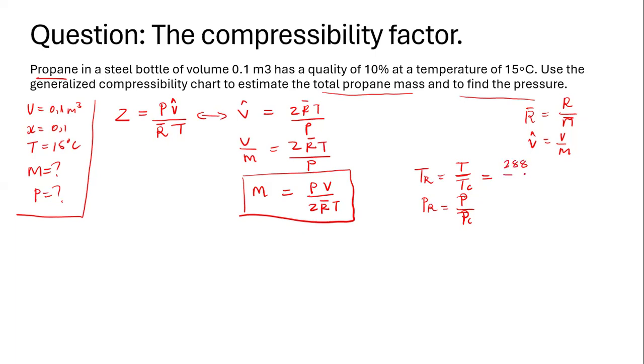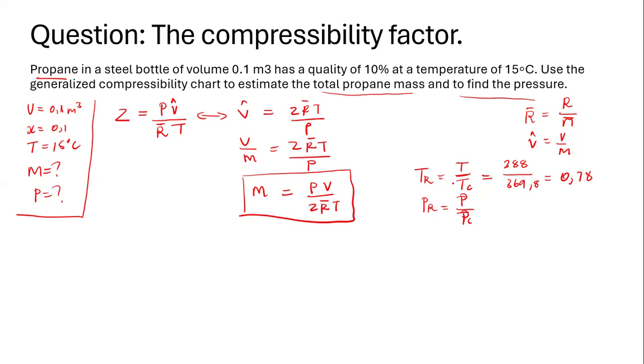So here I have 288 Kelvin divided by the critical temperature, which I wrote down as 369.8 Kelvin. Do not forget where we got this from. And then what I get on my calculator, oh, it's 369, not 396. To two decimal places, I get 0.78. So this is my reduced temperature.